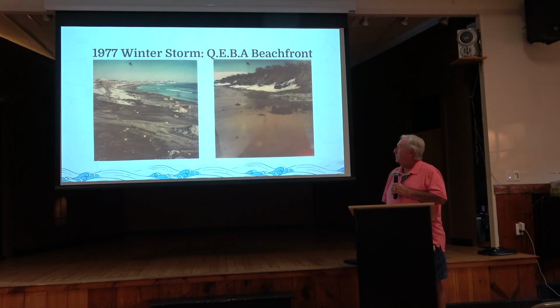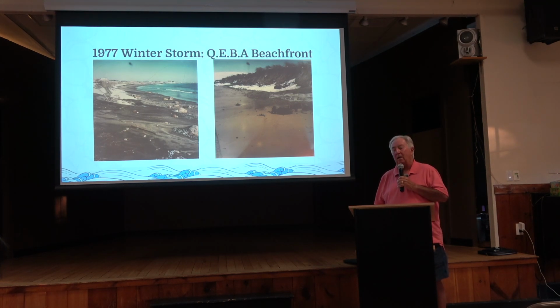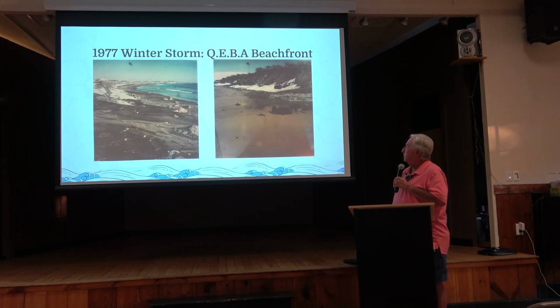This is the winter of 1977. In 1976, we had a near-miss hurricane, which created a winter beach condition in the late summer, early fall. Listening to Bill's talk the other night, this is deja vu. What happened in 1912 is kind of what happened in 1977. The beach was completely eroded, scoured out, and moved back significantly.